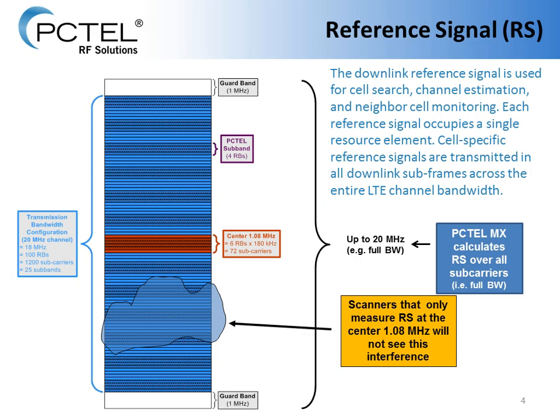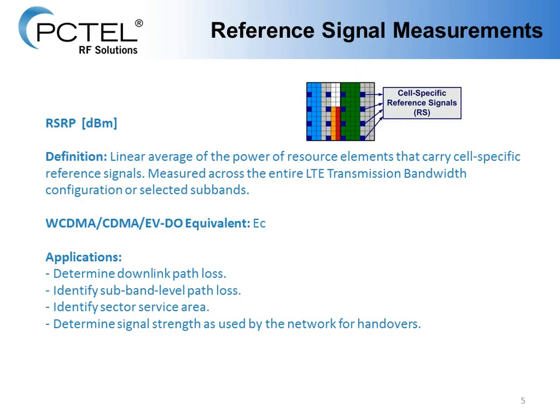What's really important here is that the reference signal, which is used for cell search, channel estimation and neighbor cell monitoring, is measured at each one of those reference signals, as opposed to just measuring, like some scanners do, the center 1.08 megahertz. It's really important to measure the full channel bandwidth and look at all those reference signals, because a lot of things can happen at the edges of that. You can have interference. You might not have flatness in your power amplifier. So the ability to look at the full channel bandwidth is very important when you're measuring the reference signal in an LTE network.